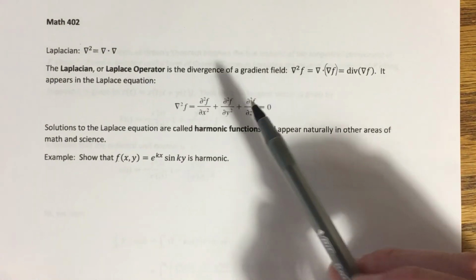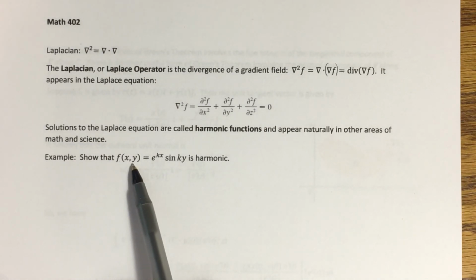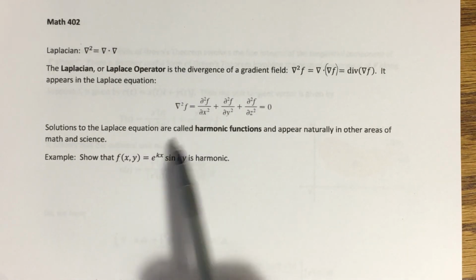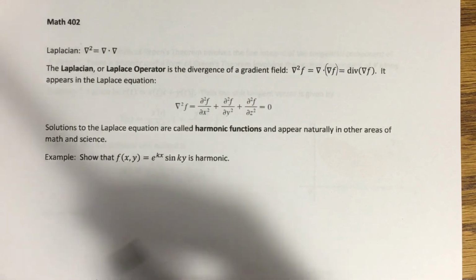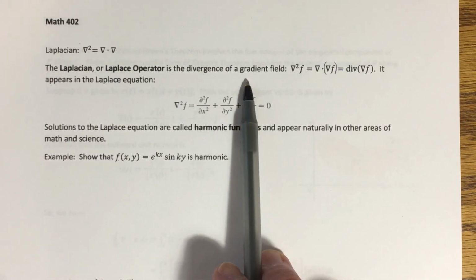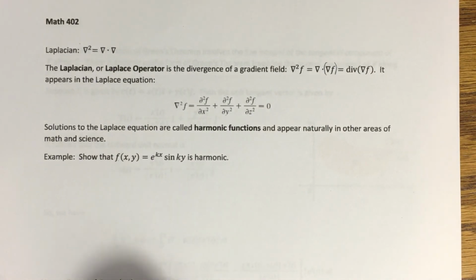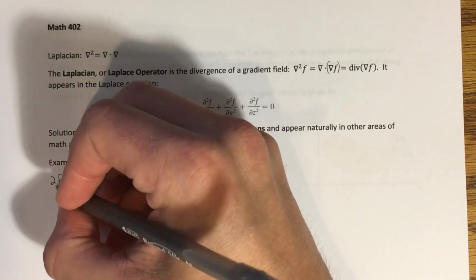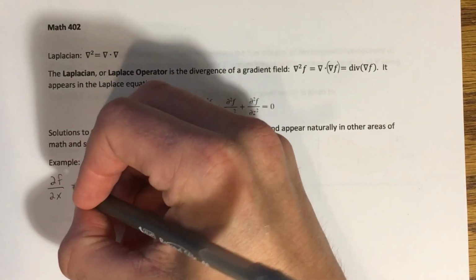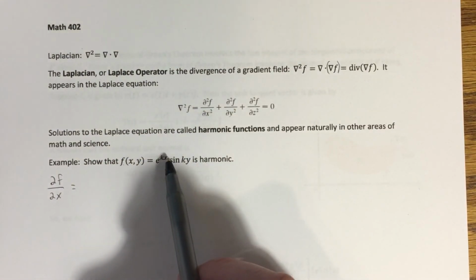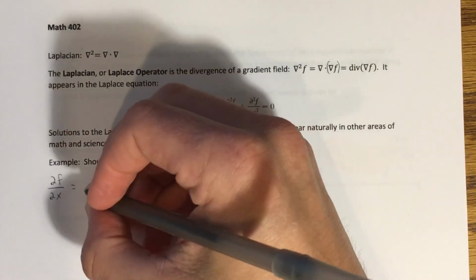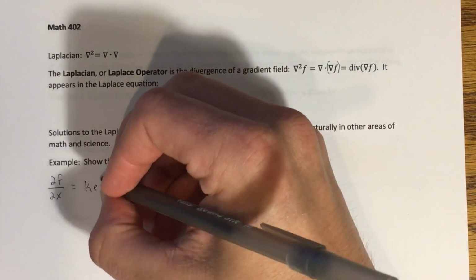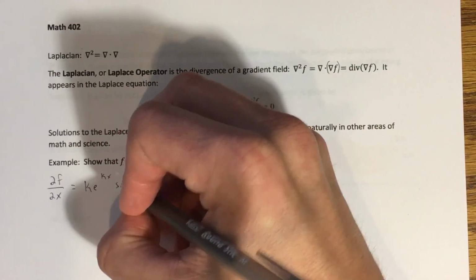So how do we do that? Well, in our case, we want to show that it's a solution to the Laplace equation, but the Laplace equation in R2, which means I don't have this last term right here. I want the unmixed second partial derivatives of f with respect to x and y. So let's start with the first one. If I take the partial derivative of f with respect to x, x only shows up in this term right here. That's going to give me k e to the kx sine of ky.